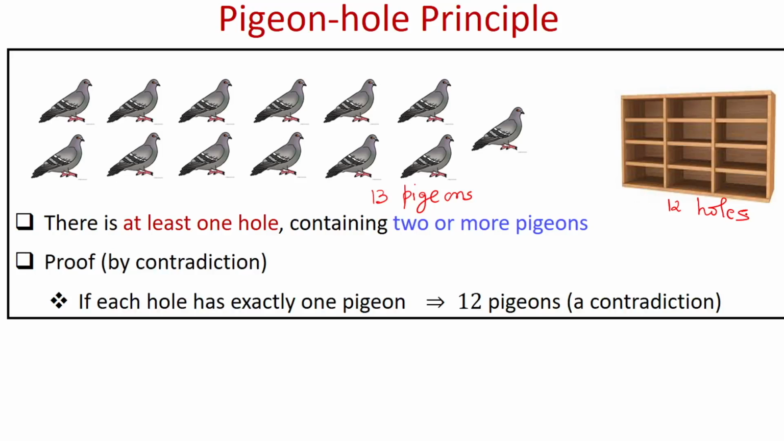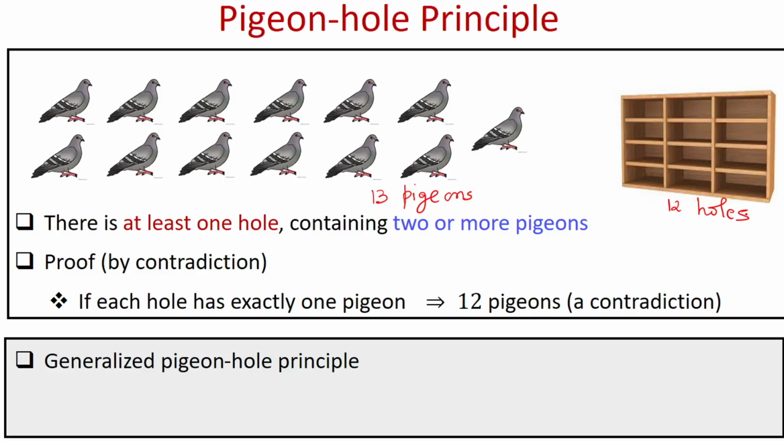The contradiction will be: if each hole is occupied by exactly one pigeon, then since we have 12 holes, we get 12 pigeons, but we have 13 pigeons. So that automatically implies there will definitely be one hole which has more than one pigeon, right? So very simple common sense. Now how do we generalize this rule as a counting principle?